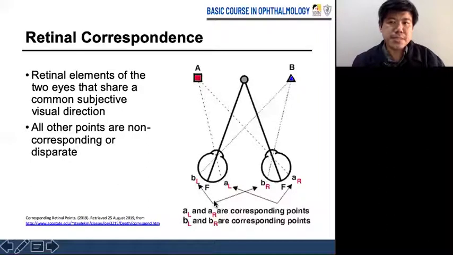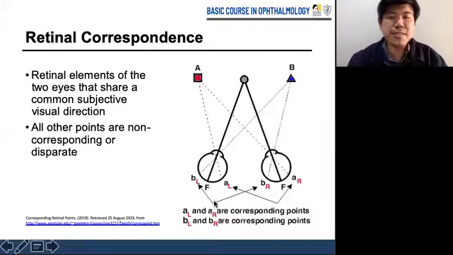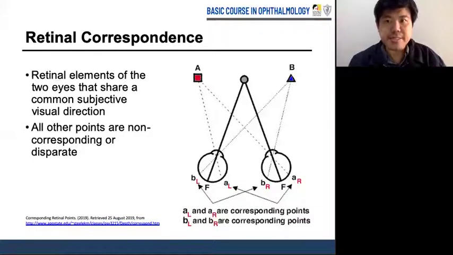So retinal correspondence: a subject seen by two eyes must form an image in corresponding areas in the retina for it to be interpreted as one. So normal retinal correspondence is defined as both fovea having a common visual direction. So the retinal elements nasal to the fovea, for example, this is the fovea, this is your right eye, the elements that are located in the nasal area of the right eye should correspond to the retinal elements temporal to the fovea in the other eye. Okay, so that's normal retinal correspondence.